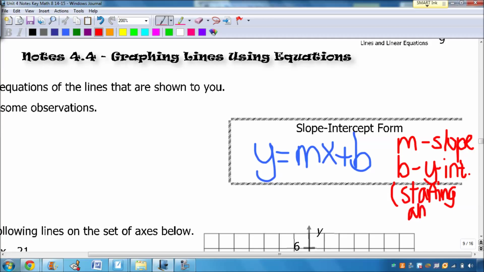So just like you learned last year in Math 7, you learned y equals kx, where k was the constant of proportionality, but that's the same thing as your slope. And then your y-intercept is always 0. It starts at the origin, okay? So let's take a look and see what we have right here.